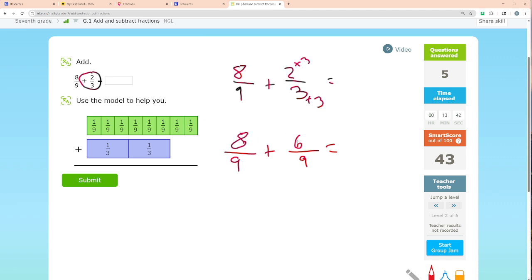So 8 plus 6. Let's see, I know 8 plus 8 is 16, and I know the difference is 2, so this must be 14 on the top. It's a mental math strategy that I used. Everyone has their own, and I encourage everyone to use it and share your own strategy. So it must be 14/9.